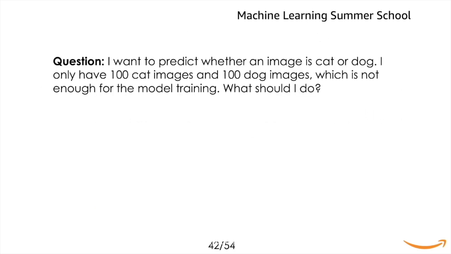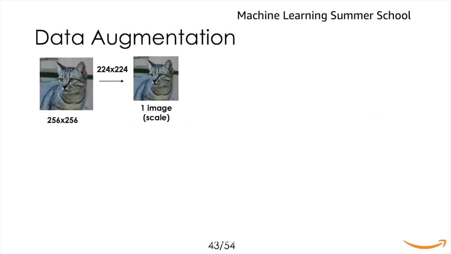So now let's quickly look at how to train CNNs. Suppose you have a small set of images which is not enough to train a model, say 100 cat images and 100 dog images, which is not enough for model training. What do you do? You can augment the data set. Data augmentation is a way of increasing the number of images you have in the training data.